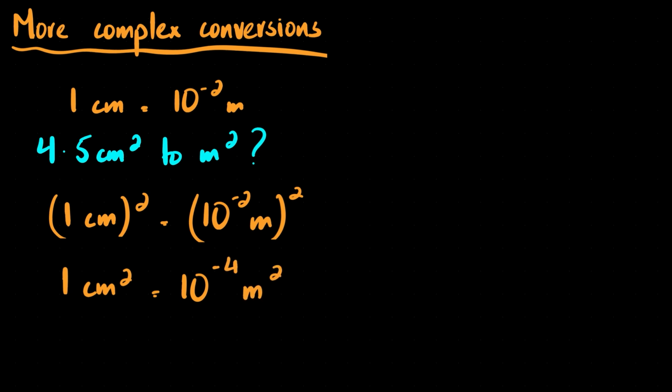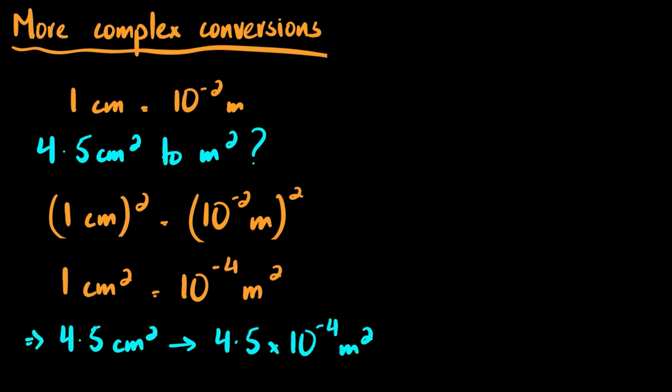So then I can obviously see that 4.5 cm square would really be 4.5 into 10 to the negative 4 meters square. How did I get this? Just by basically seeing that if 1 equals this, multiplying by 4.5 on both sides gives me this.